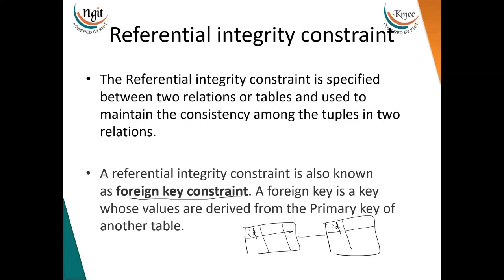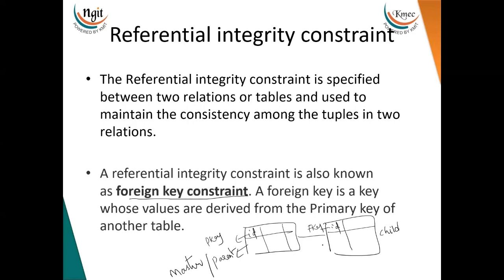And the first table from which the values are derived in the second table, this attribute will be termed as a foreign key. And this will be termed as a primary key. The values which are derived from the primary key of the first table are known as a foreign key. And the foreign key table is also known as the child table, whereas this primary key table is also known as the parent table or master table.